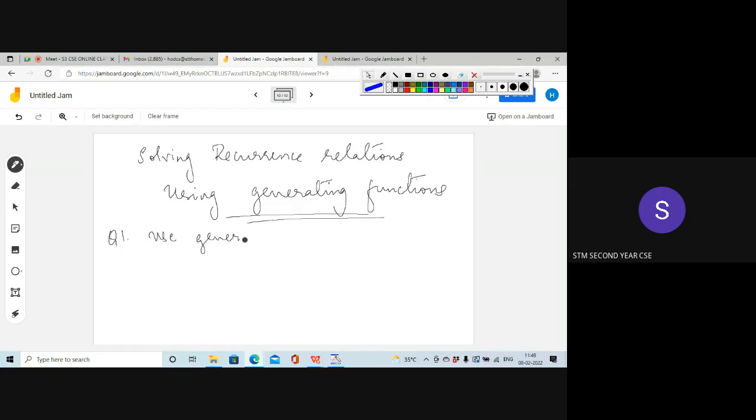If it is given to solve using the characteristic root method, then you have to follow the one we had completed earlier. Okay, use generating functions. Use generating functions to solve the recurrence relation.